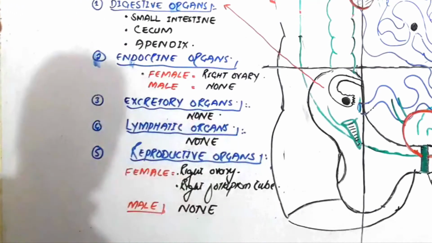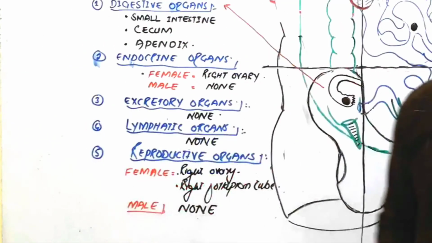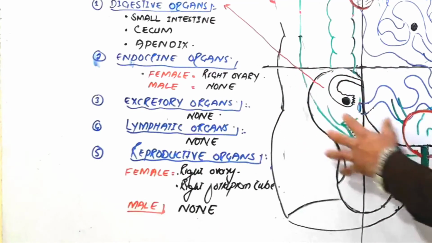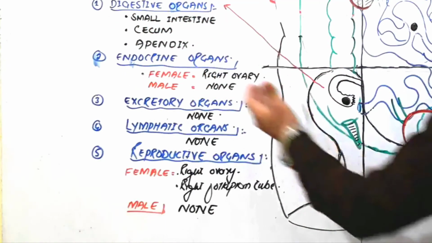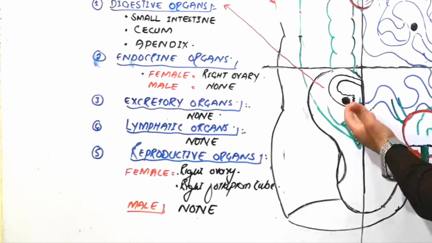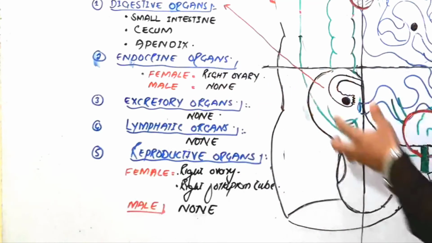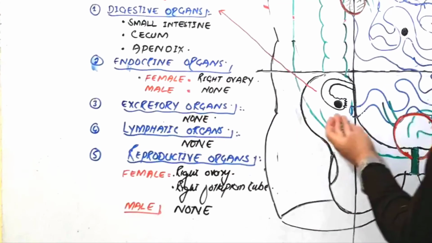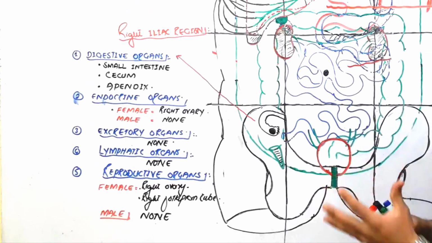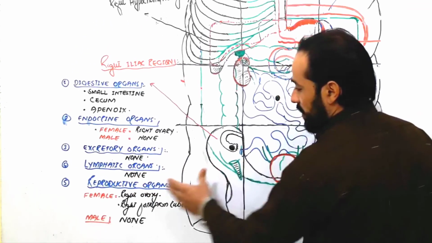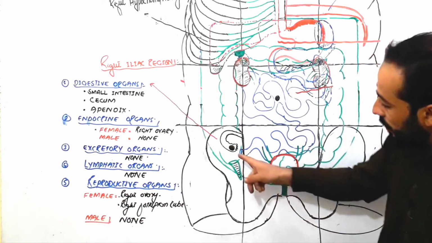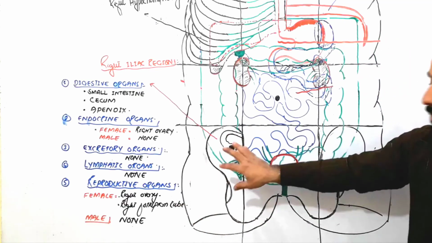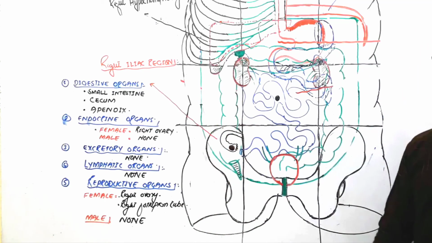So this was the detail of the organs which are found in your right iliac region. So what organs are found here? Digestive organs, we have written here. Endocrine organs: in case of female there is the right ovary, in case of male there is no endocrine organ in the right iliac region. And then excretory organs we don't have here, either in case of male or female. Lymphatic organs, none. Reproductive organs: in case of female you have the right ovary and the right fallopian tube, but in case of male there is no reproductive organ found here in the right iliac region.